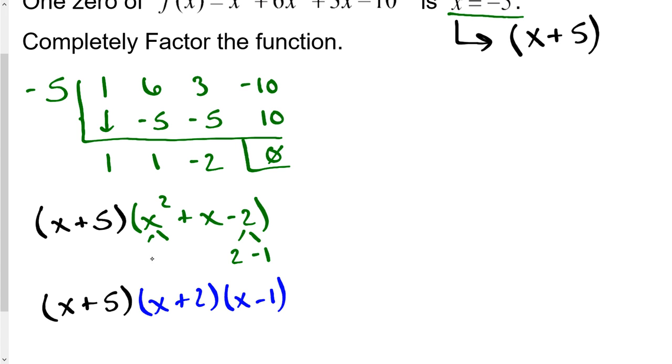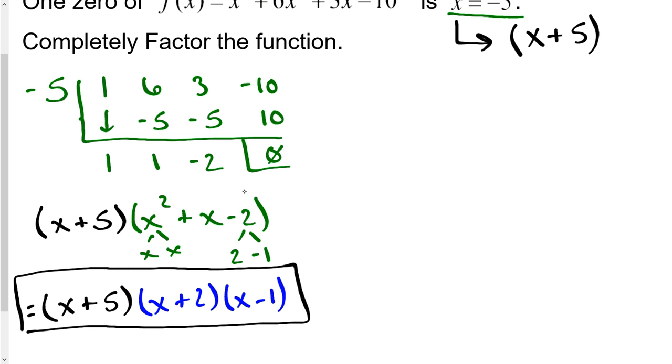Since factors of x squared are x and x, so x times x is x squared, x times negative 1 is negative x, plus 2x is plus 1x, so that does give us our middle term, and then our constant of negative 2, you do get if you multiply positive 2 and negative 1 together. So the completely factored version of this is right here, okay?